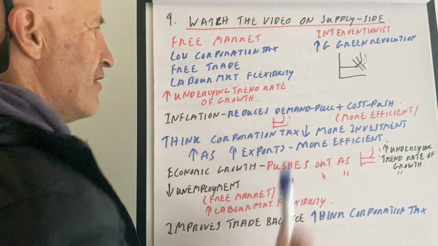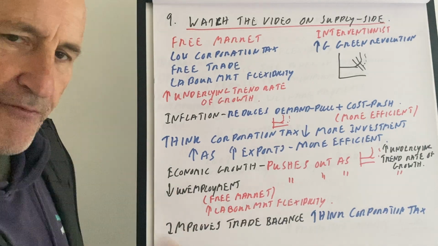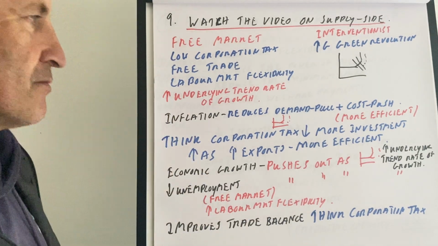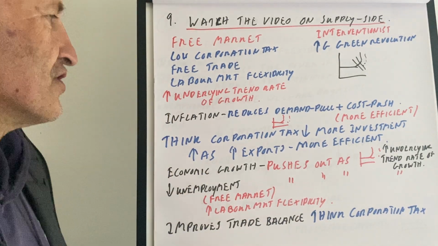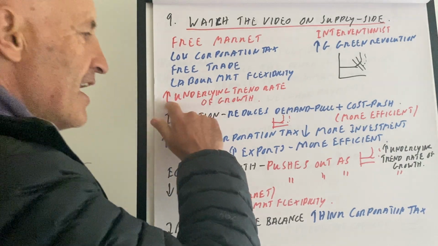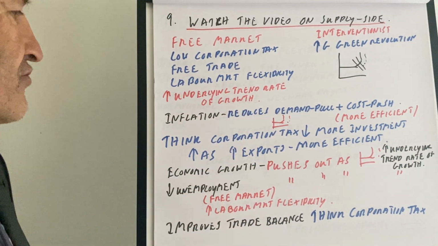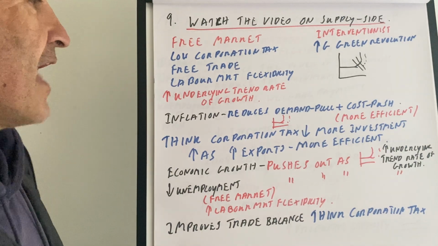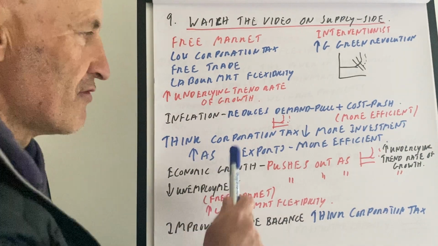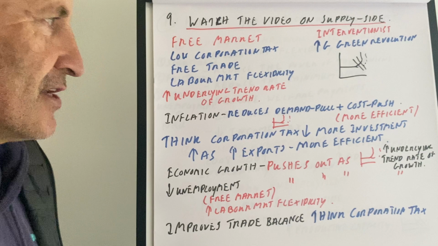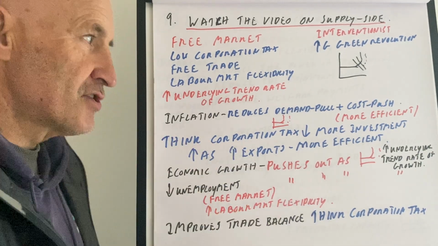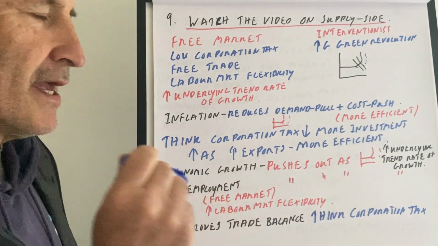We can increase money in the green revolution. Free market is all about free trade, low corporation tax, low income tax, zero-hour contracts, reducing the power of the trade unions. The whole idea, therefore, is that it increases the underlying trend rate of growth. Now, if you increase the underlying trend rate of growth, that will obviously reduce demand pull inflation. It will also reduce cost push inflation because we also become more efficient.